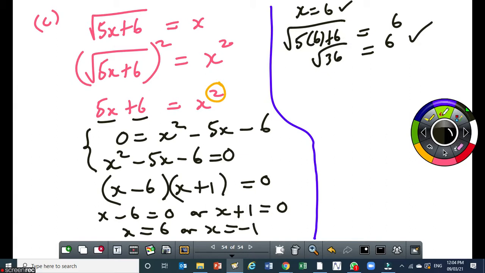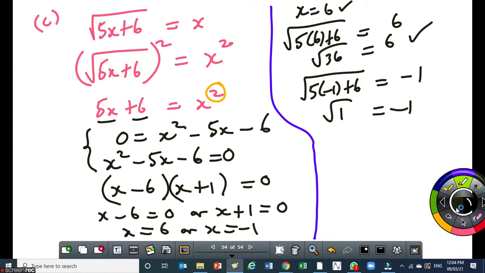x equal to 6 is correct. Let's test x equal to minus 1. x equal to minus 1, we will say 5 times minus 1 plus 6. This is equal to minus 1. That's what it is saying. Right? If I simplify here, I'll get the square root of 1. Now, you see here, the square root of 1, it's both a positive and a negative. Okay, but generally, it's the positive one, which means we have to reject this one here.